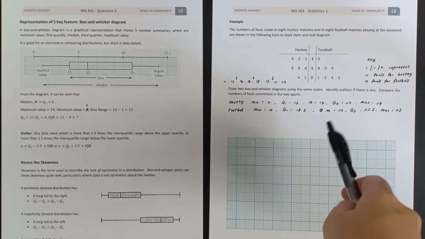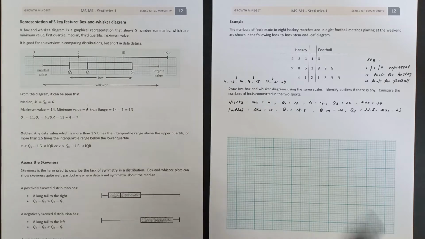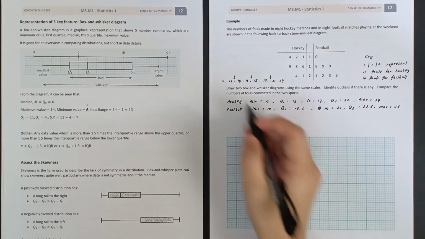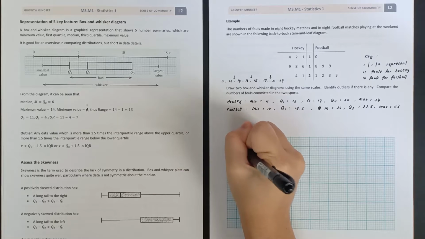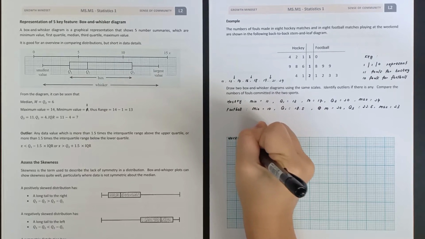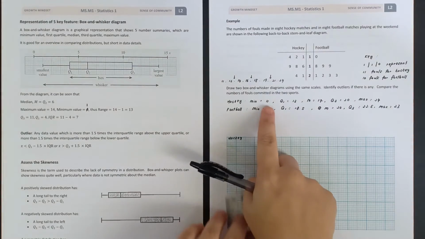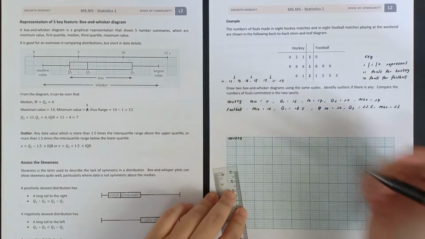So now what can we try to do? We can try to draw already. You must remember, start from your scale. So let's draw the one for hockey first maybe. Write down your scale. Since you have the minimum, maybe we do 10 to 25.